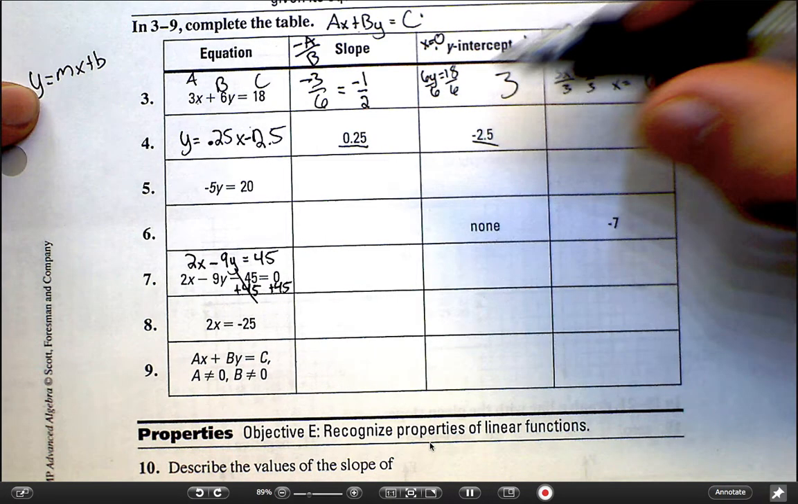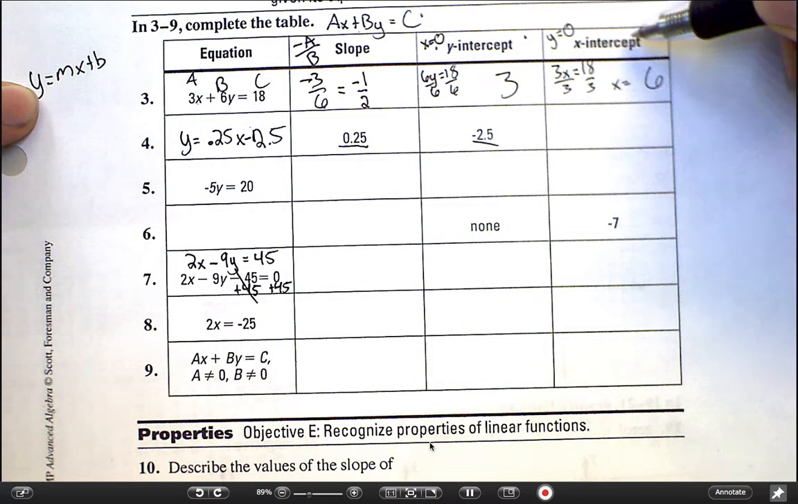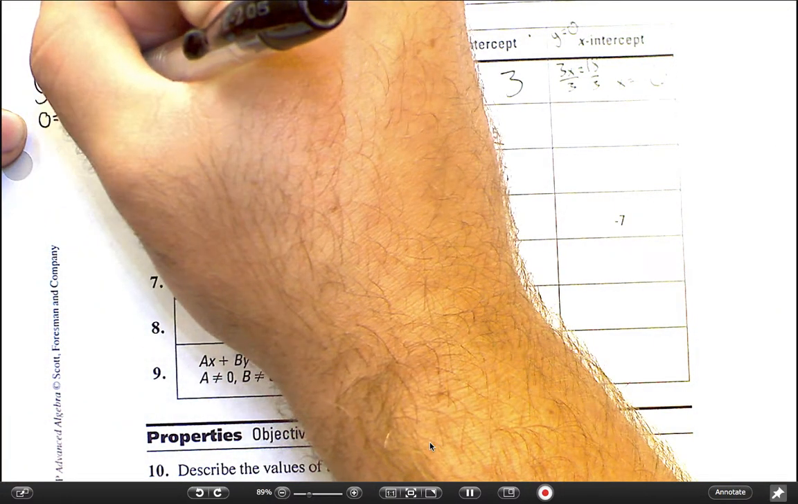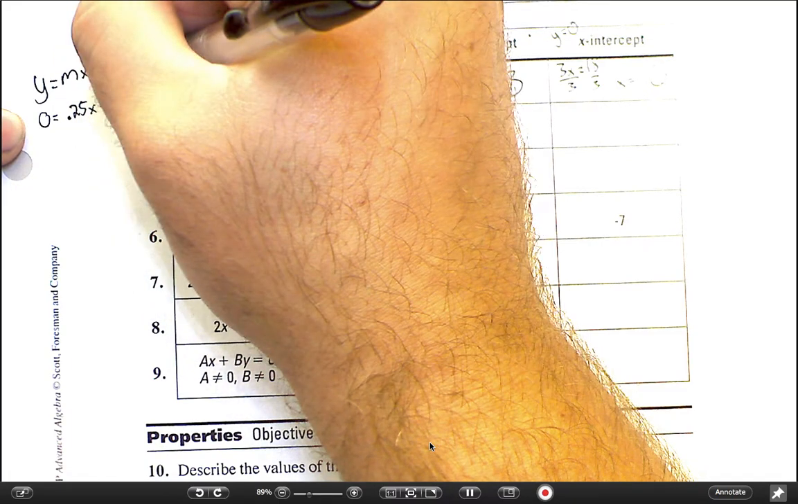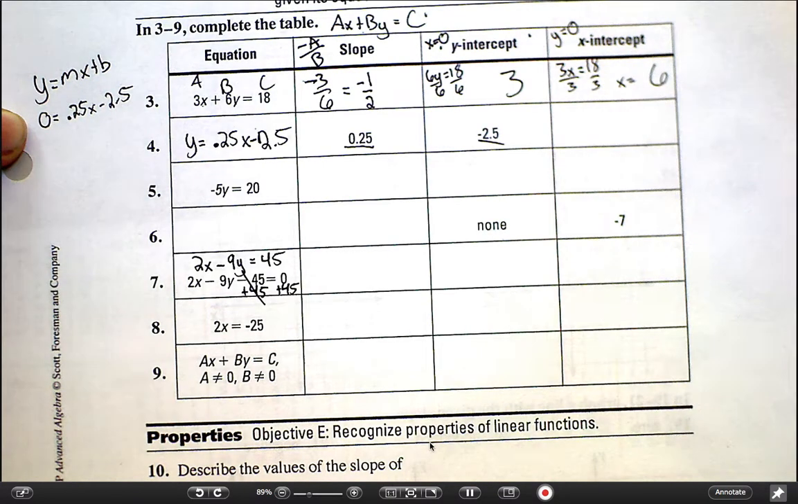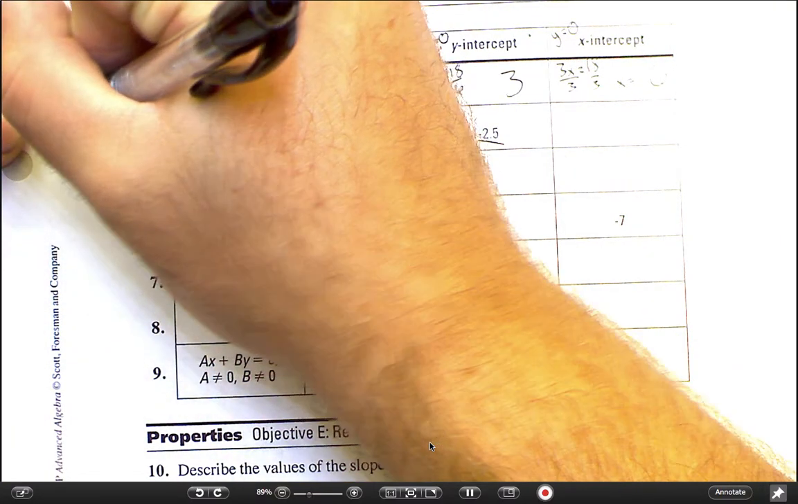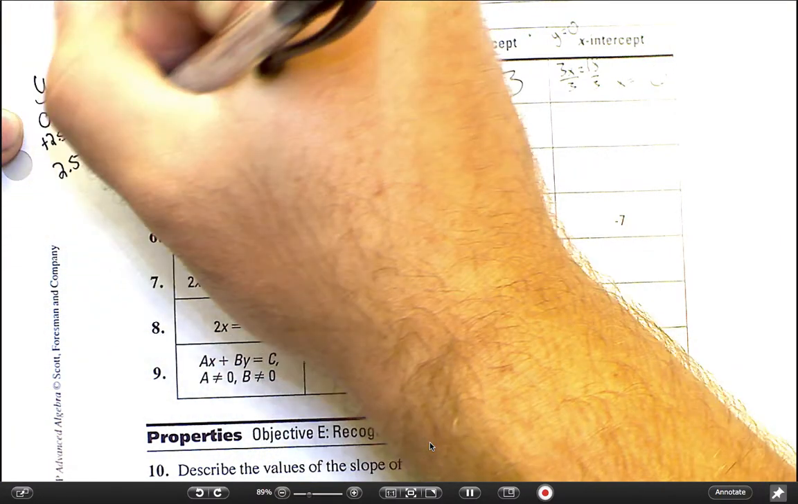From there, if I want to find my x-intercept, I still need to plug 0 in for y. So off to the side here, I'll have 0 is equal to 0.25x minus 2.5. If I want to get x by itself, I would add 2.5 to both sides, which gives me 2.5 is equal to 0.25x.